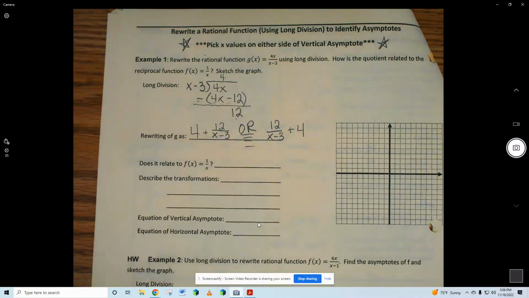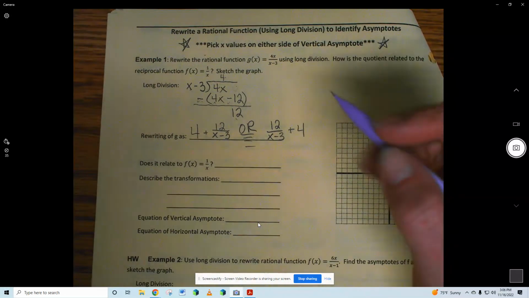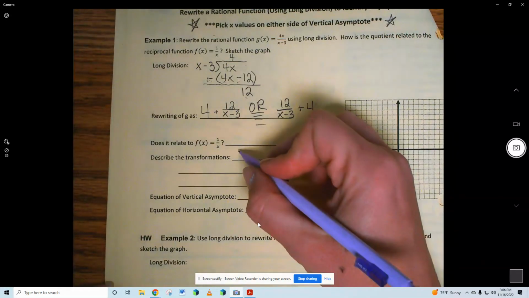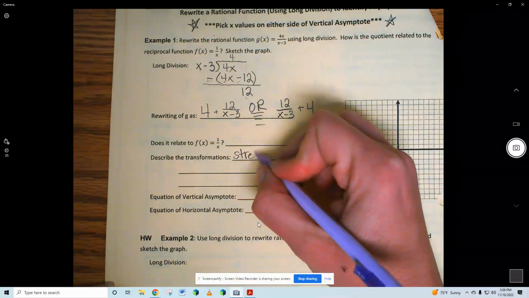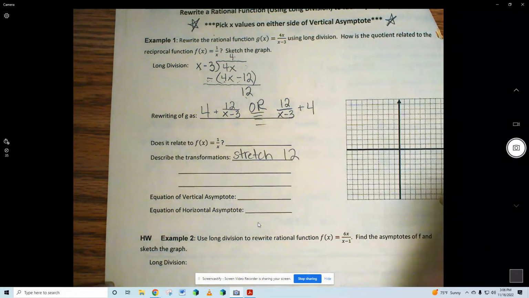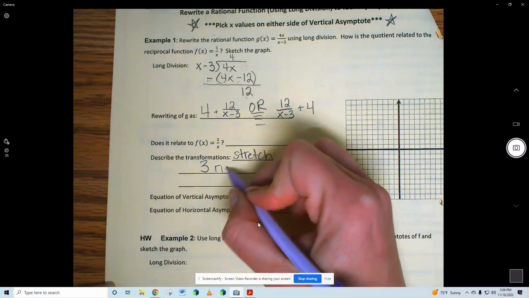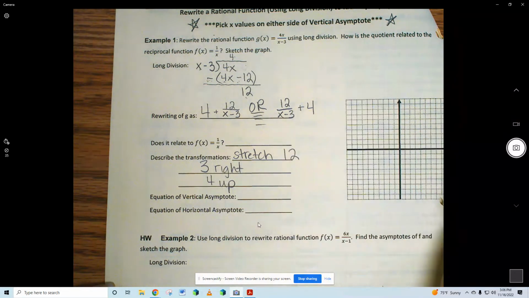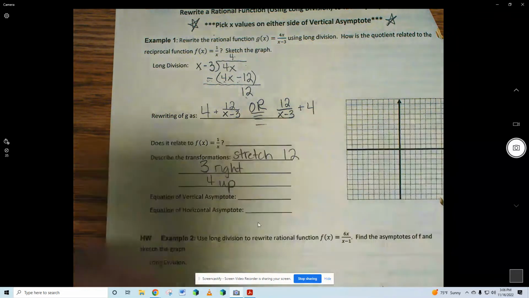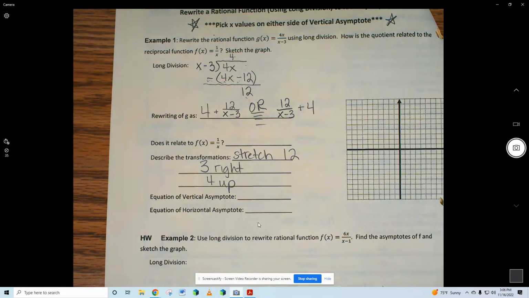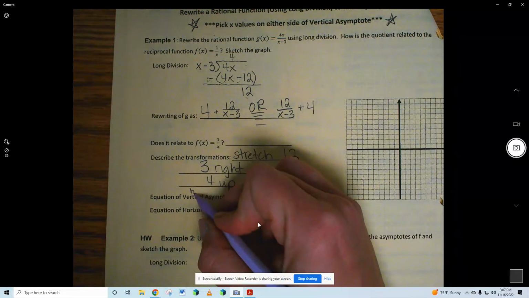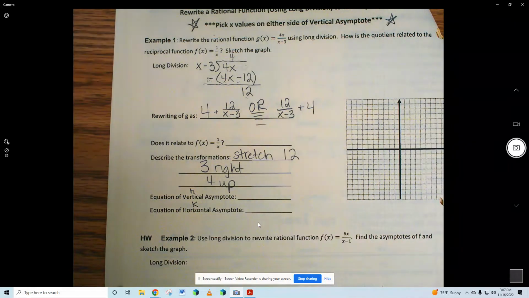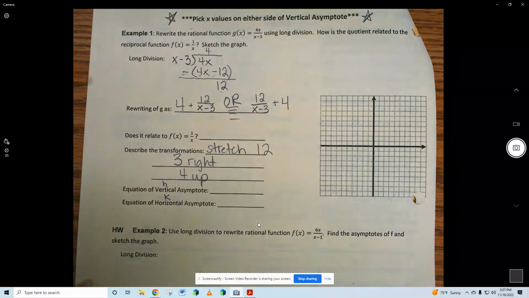So, describe. Okay, ready? A stretch of 12, 3 to the right, 4 up. My H is always my vertical asymptote. My K is always my horizontal asymptote.